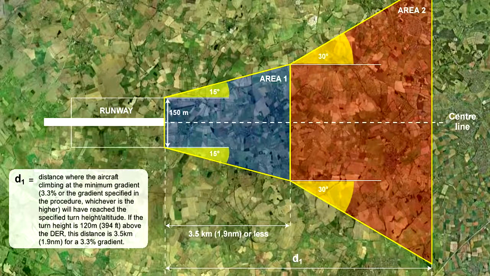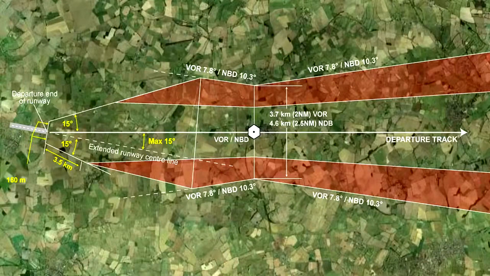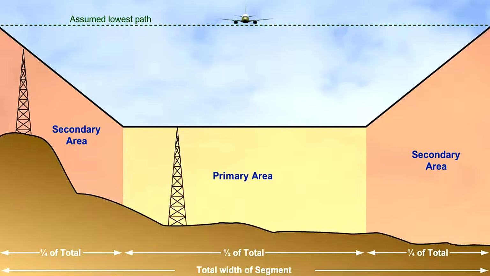The length of Area 1 will usually be 3.5 kilometers. That is, where a PDG of 3.3% would reach a height of 120 meters above the departure end of the runway. If, because of an obstacle, the procedures required an increased PDG, then of course, the aircraft would reach 120 meters above DER before 3.5 kilometers.